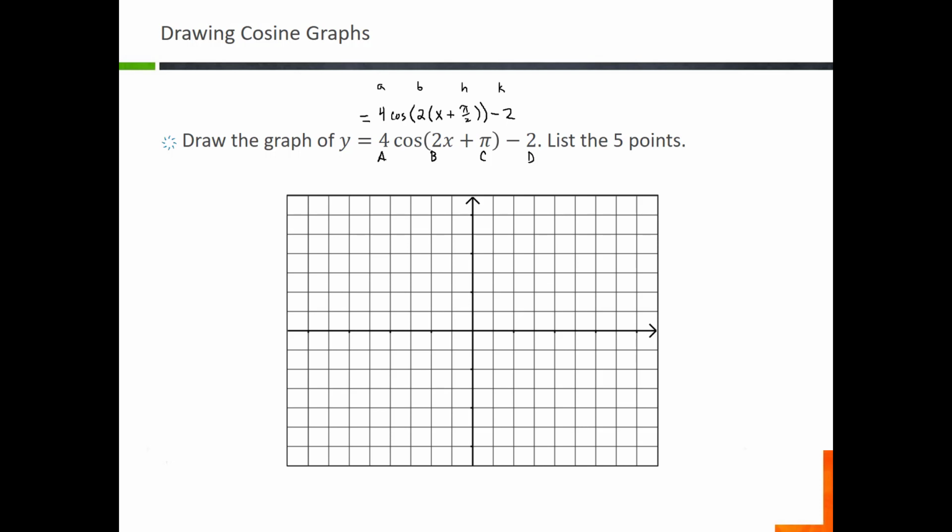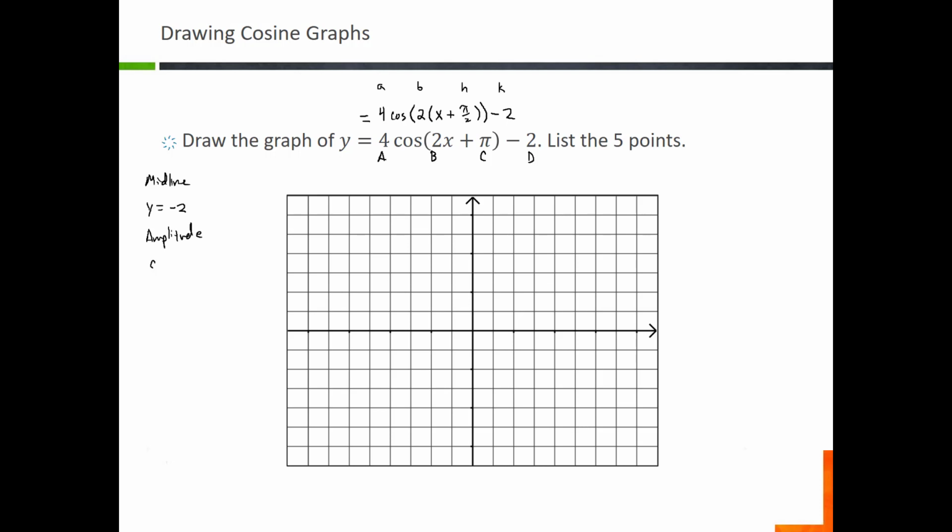All right, so we're going to do the same process. We want to set up our box. So for the box, we want to look at the midline. For the midline, it's at y equal to the k value, which in this case is negative 2. We want to find our amplitude.